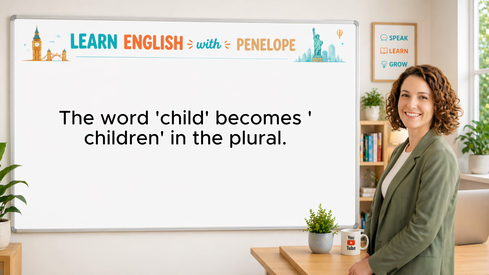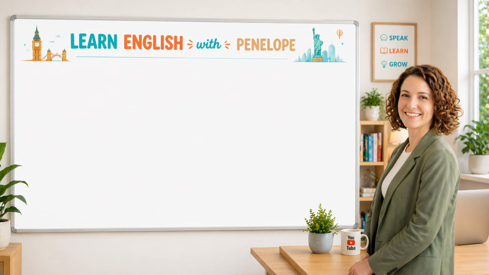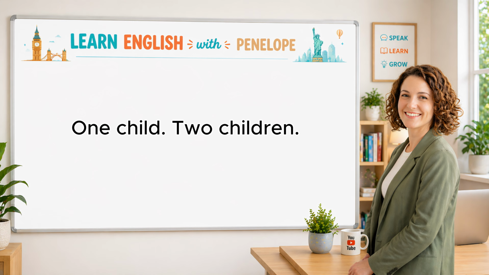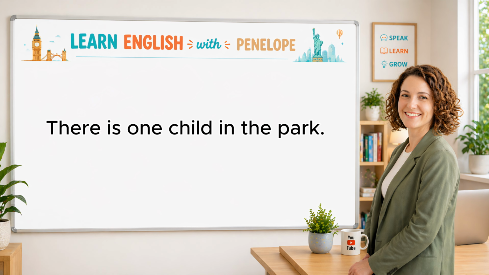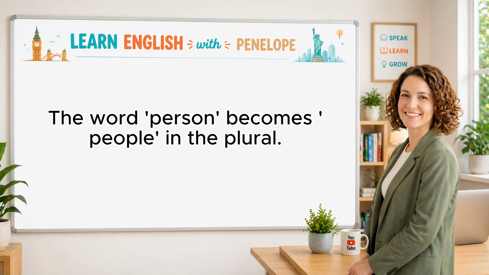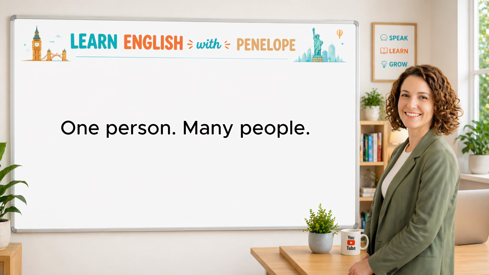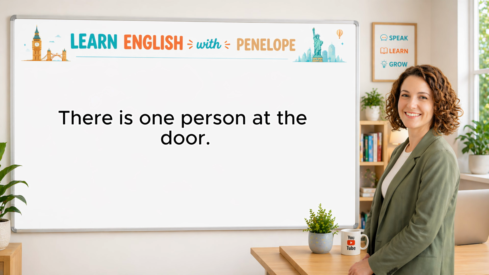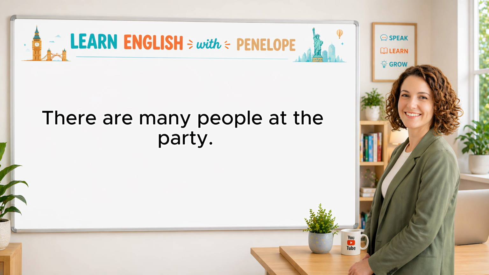The word child becomes children in the plural, not childs. We say children. 1 child, 2 children. There is 1 child in the park. There are 5 children in the park. The word person becomes people in the plural. 1 person, many people. There is 1 person at the door. There are many people at the party.